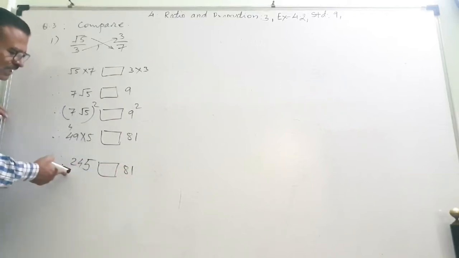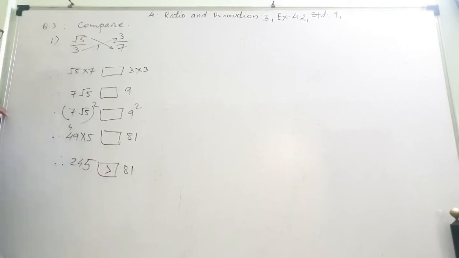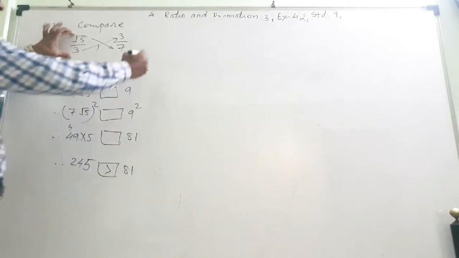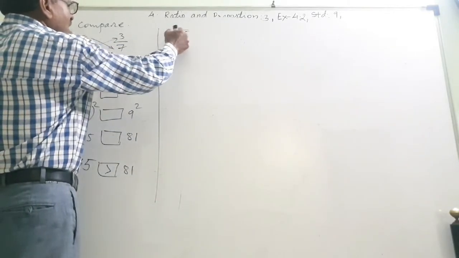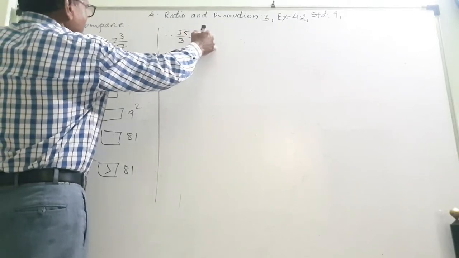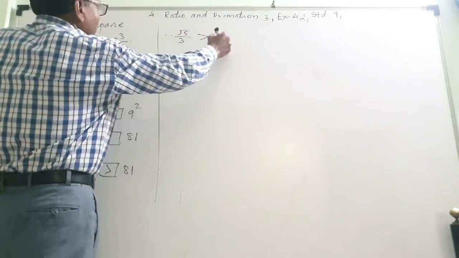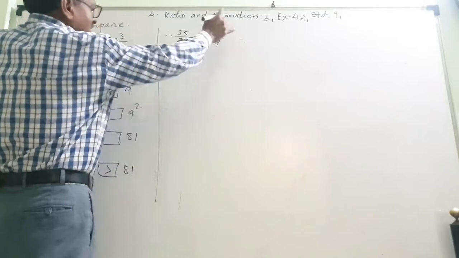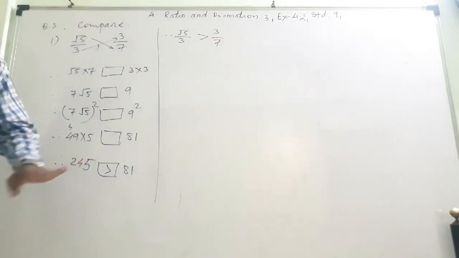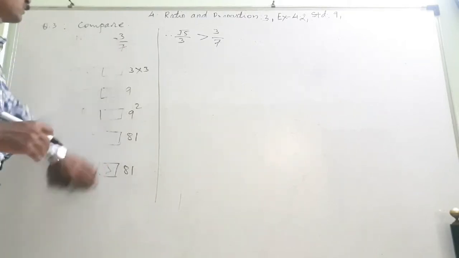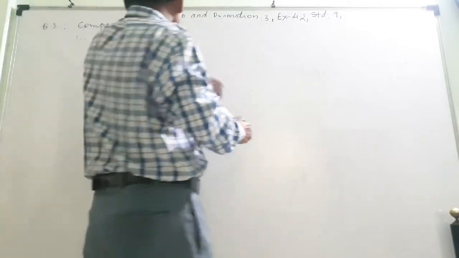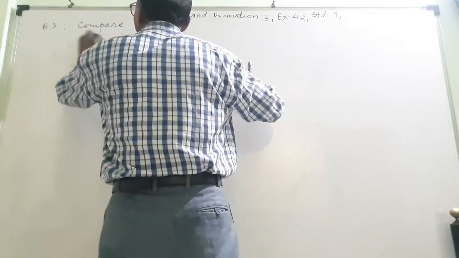So which is greater? This is greater. As this side is greater, this side is greater. Therefore, root 5 upon 3 is greater than 3 upon 7. This is your answer. So this is the way. I will take some more questions. Then you will be very clear in this. This was the first one.